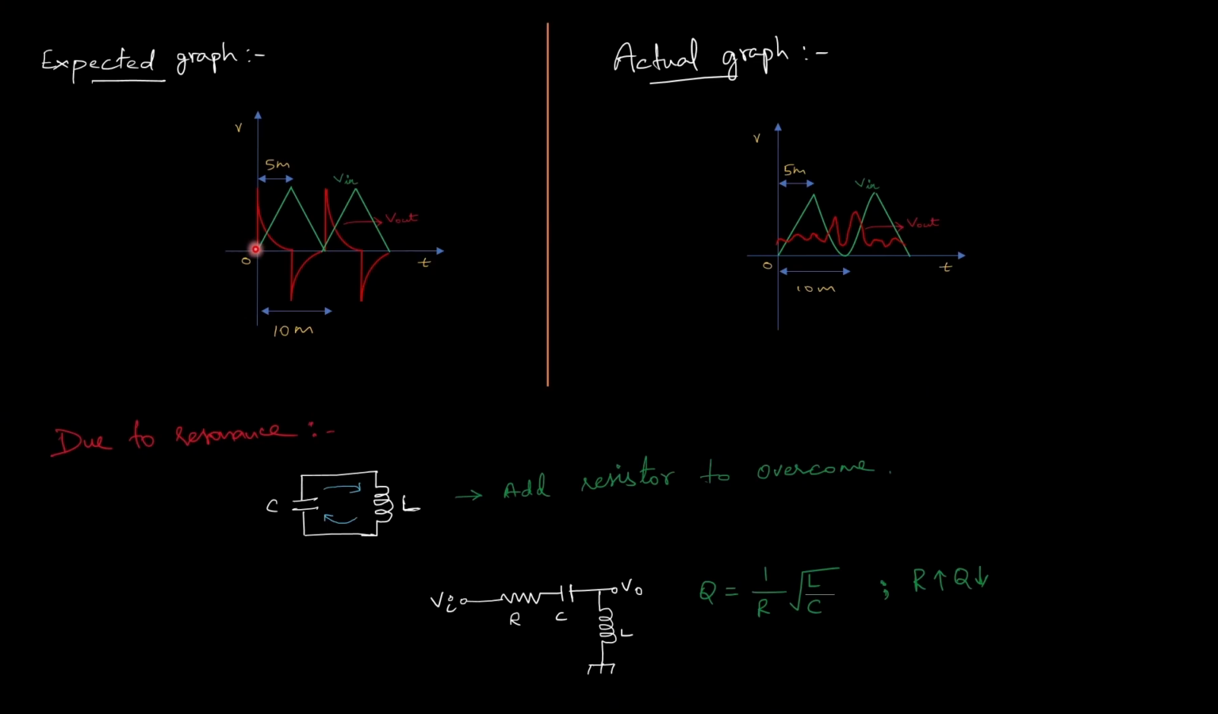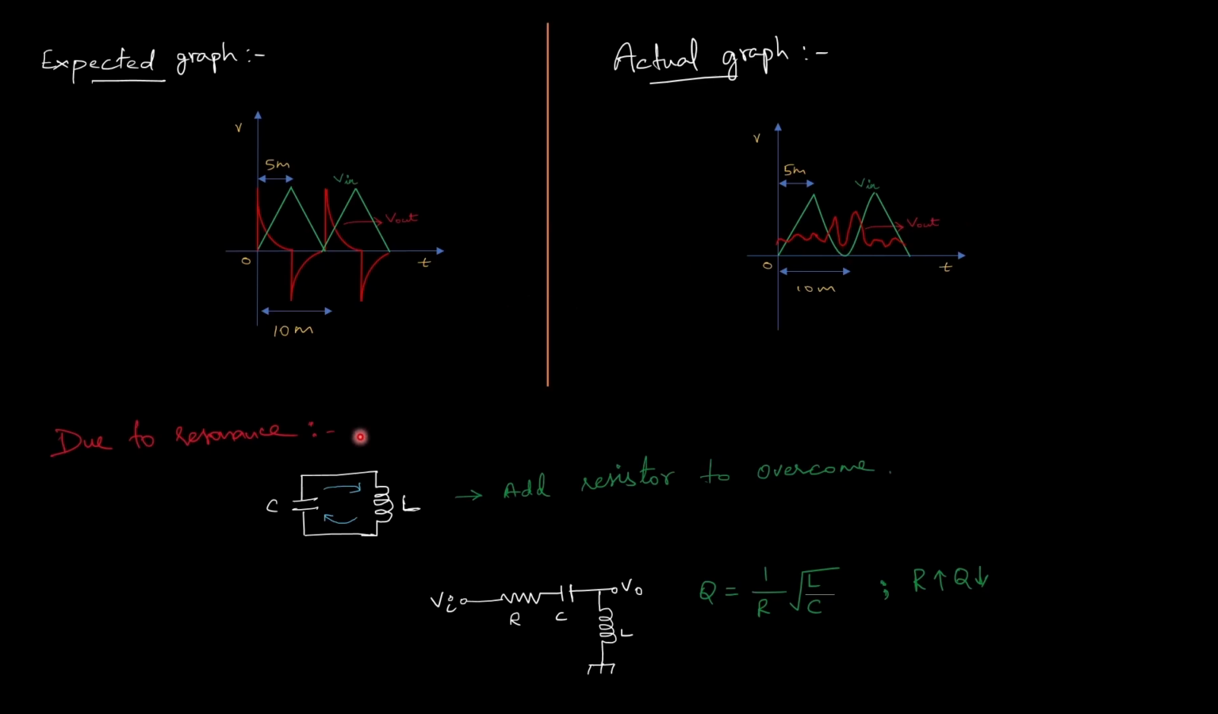Based on our theoretical analysis, we expected the differentiator to produce sharp spikes whenever the slope of the input changes. And this is the ideal response that is shown on the left. However, after simulation, the actual response looks very different. Instead of a clean spike, we observe oscillations at the output. So why does this happen?